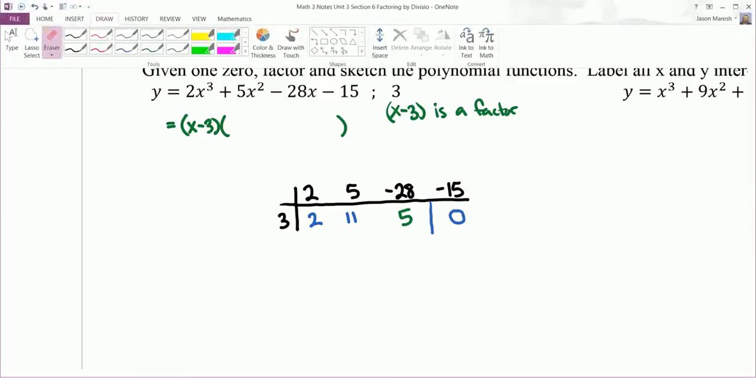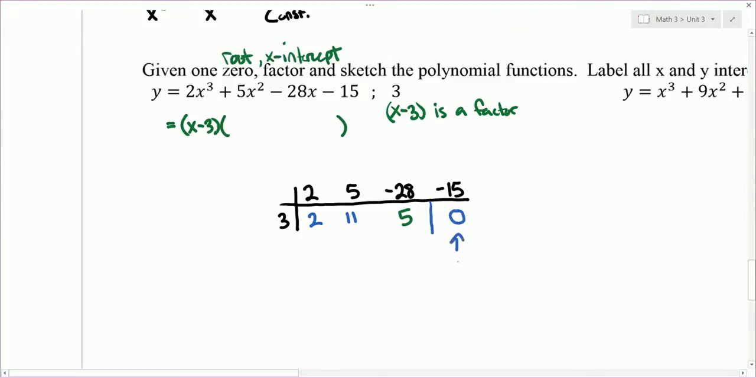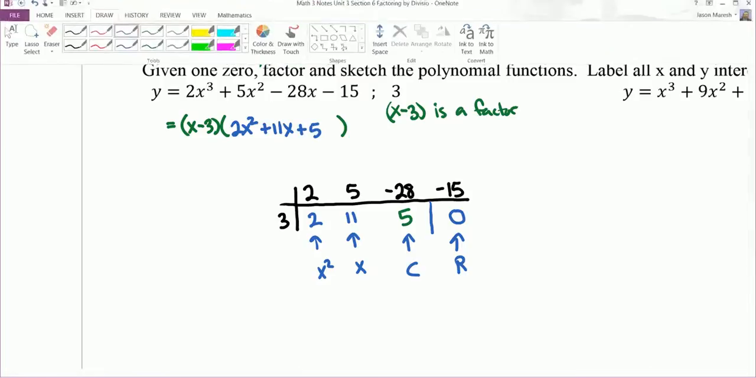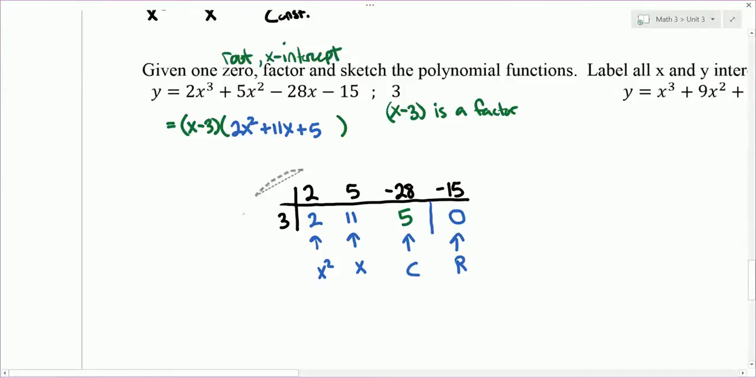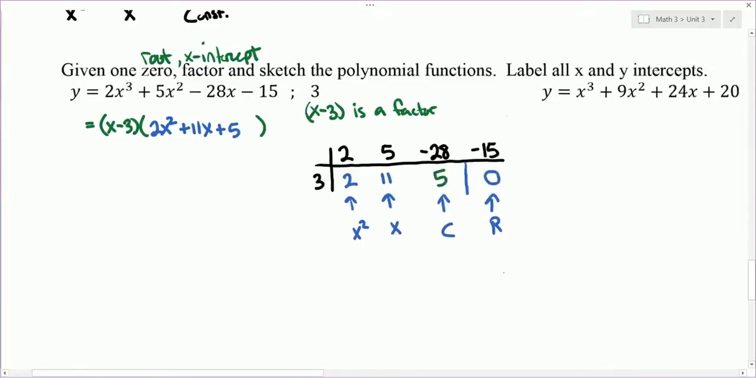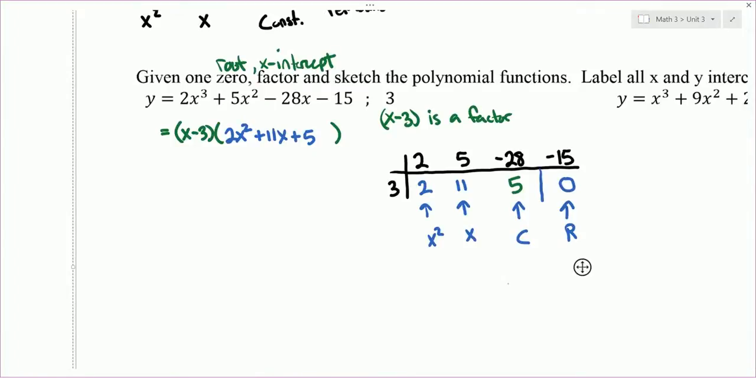So the 0 is our remainder. 5 is our constant, 11 is our x term, 2 is our x squared term. And so we get 2x squared plus 11x plus 5. Let's move this over a little bit. So now we're going to try to factor further.